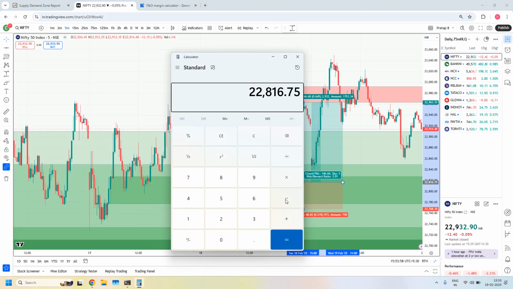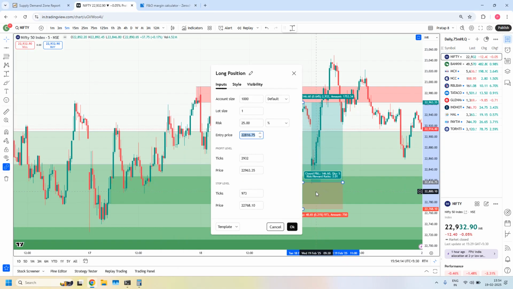See what you have to do before you plan your trades. All these steps you have to do, and moreover you have to do them before planning your trade. Quickly you have to do all these calculations. So 22,816.75. Anyway, these calculations you would have done before the market starts itself.